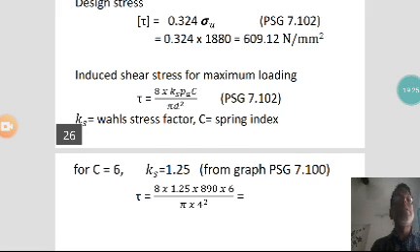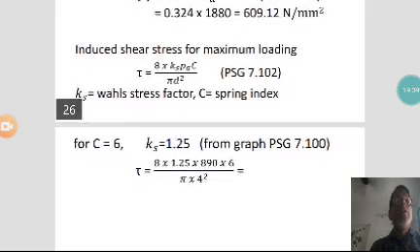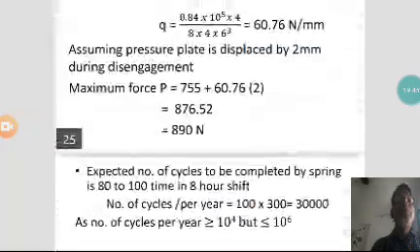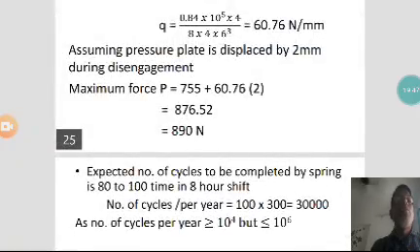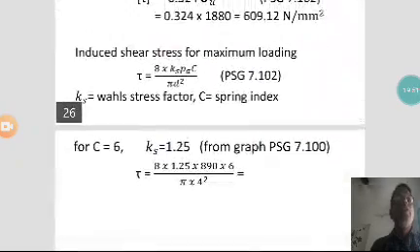Now how to calculate this induced stress? For that you know the formula which is available on page number 7.102. Tau is equal to 8 Ks P C divided by pi d squared. That is not PA, consider that as P. P means the maximum force, 890 Newton. So if we substitute, now what is the value of Ks?